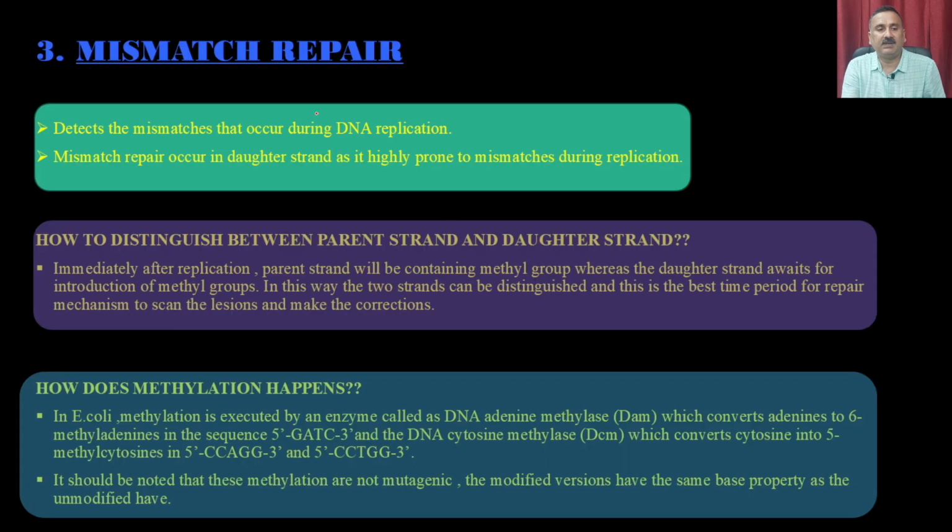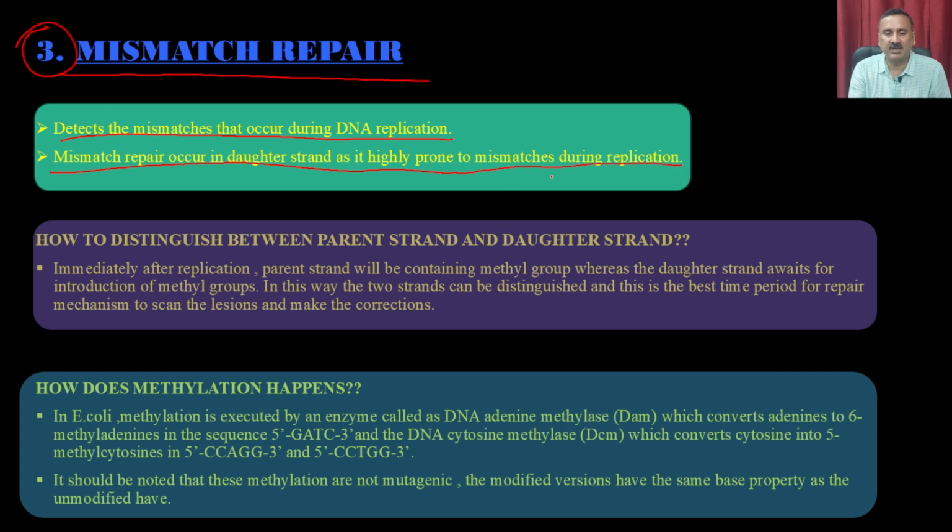And then we have the third mechanism, called mismatch repair. It detects mismatches that occur during DNA replication. Mismatch repair occurs in the daughter strand, which is highly prone to mismatches during replication. How do we distinguish between the parent strand and the daughter strand? Immediately after replication, the parent strand contains methyl groups, whereas the daughter strand awaits the introduction of the methyl groups. In this way, the two strands can be distinguished, and this is the best time for the repair mechanism to scan for the lesion and make the correction.